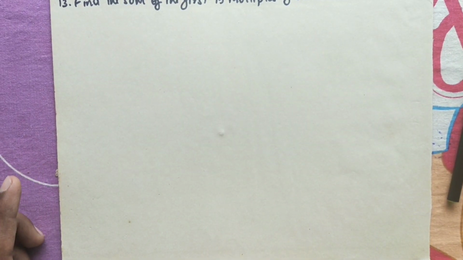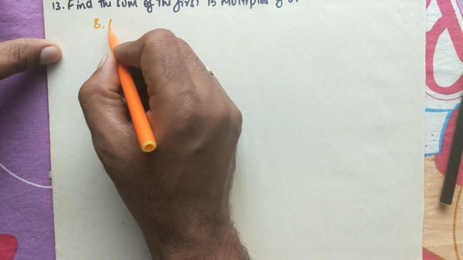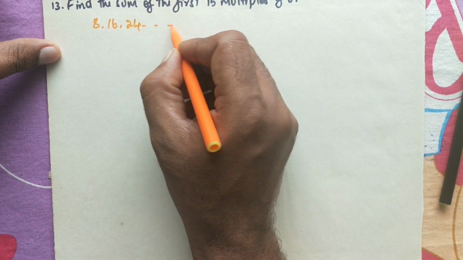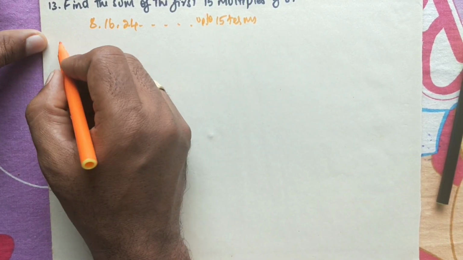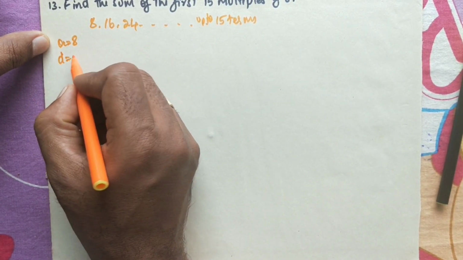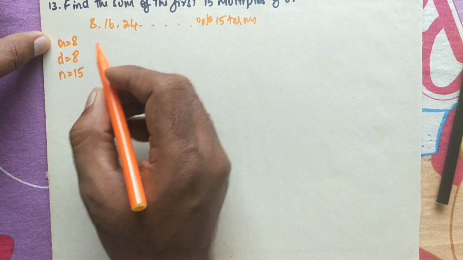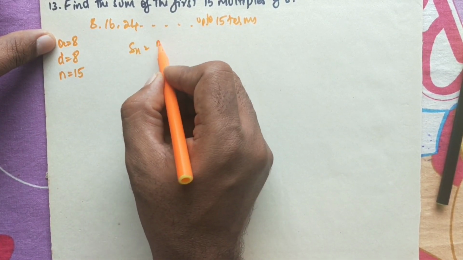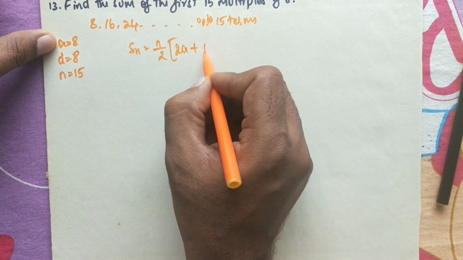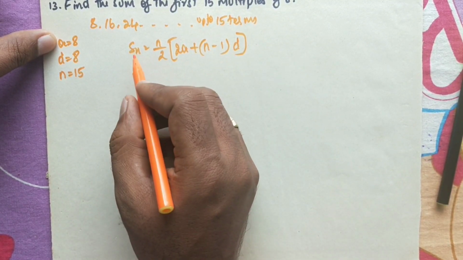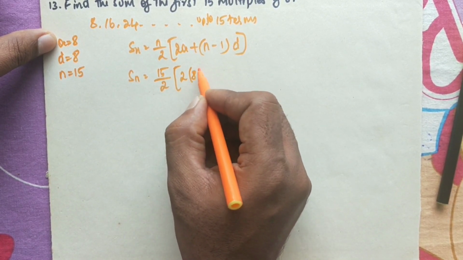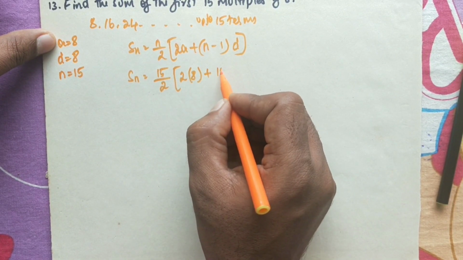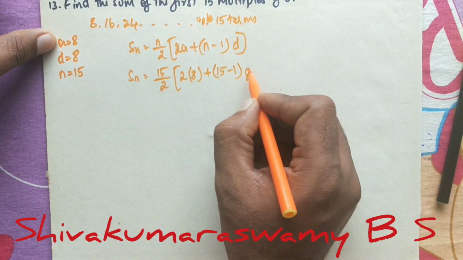Find the sum of first 15 multiples of 8. So we should take the multiples of 8, 16, 24, etc. up to 15 terms. So A is 8, D is also 8, n is equal to 15. As in the previous problem, Sn is equal to n by 2 into 2a plus n minus 1 into d. So n is 15, so 15 by 2 into 2 into 8 plus 15 minus 1 into d. D is again 8 here.